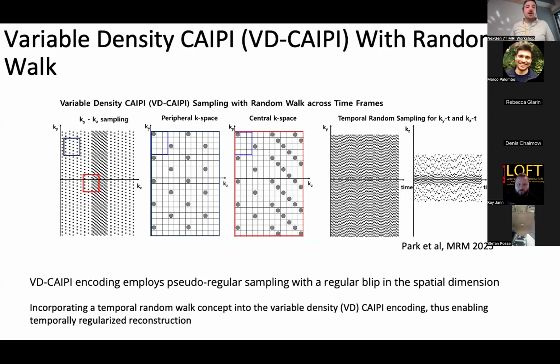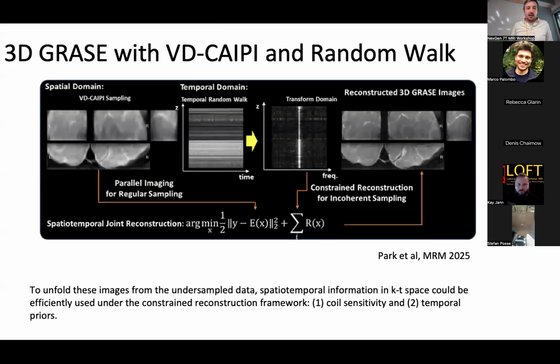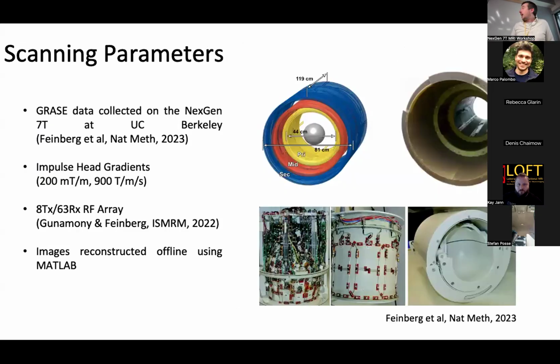And combining this with another random encoding, variable density CAIPI, which again does a random encoding across k-space, which again can really extend your field of view without suffering any ill effects. And then basically, from the undersampled data, you can use spatial temporal information in the k-t space to then do a constrained reconstruction based on coil sensitivity and some temporal priors based on what you expect your signal to look like. And Suhyung wanted to combine this with the NexGen 7T, which allowed for the readout to be further improved by using the gradients to increase our readout speed.